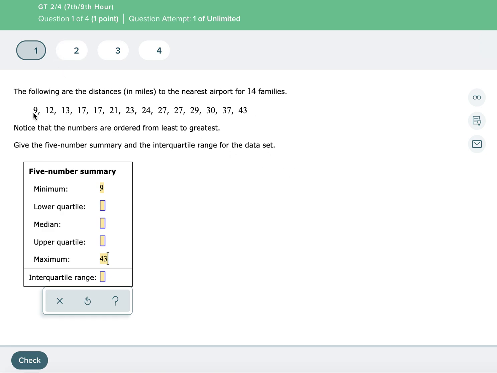So to find the median, I go 9 and 43 and cancel those out. You can't see this, but I'm holding my thumb over the 9, and I have the cursor on the 43. Now I move the cursor over to 37 and hold my thumb over the 12, and I go like that until I get to the middle. So 30 and 13 match up, 29 and 17 match up, 27 and 17 match up, and 27 and 21 match up, and that leaves me with 23 and 24 in the middle.